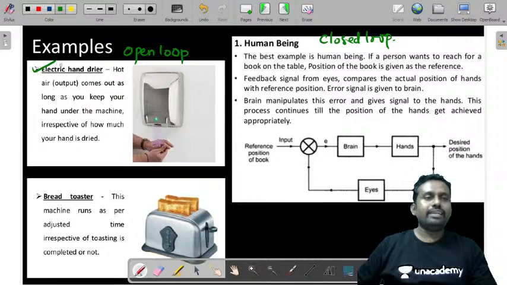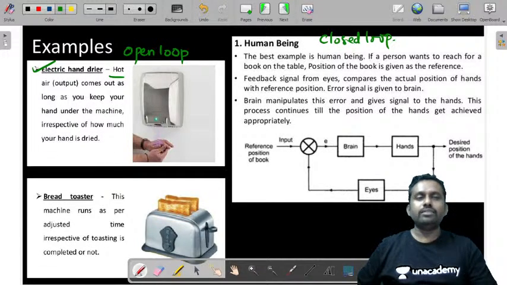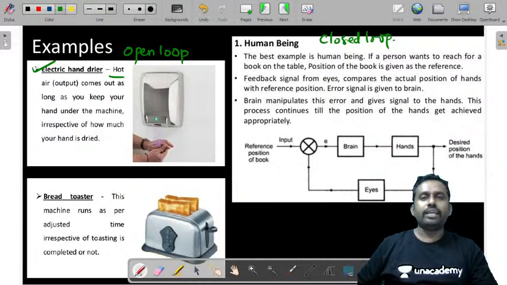If you see an electric dryer, whenever you are in any movie theater, cine mall, or at your working place, hot air comes out as long as you keep your hand under the machine. Irrespective of how dry your hand is, even if it is very little wet, it is set to give hot air for a specified amount of time. That means it is not considering the dryness of your hand.